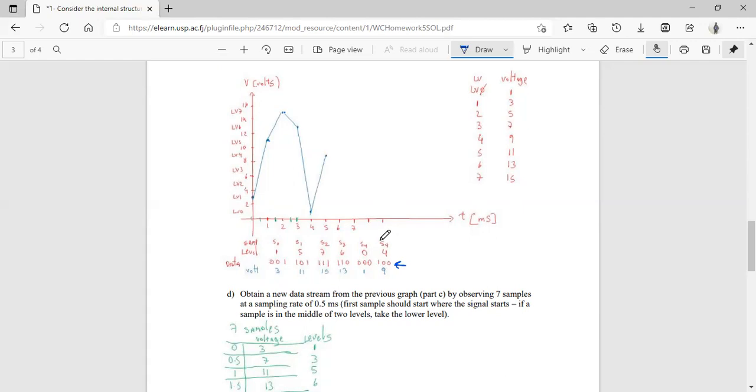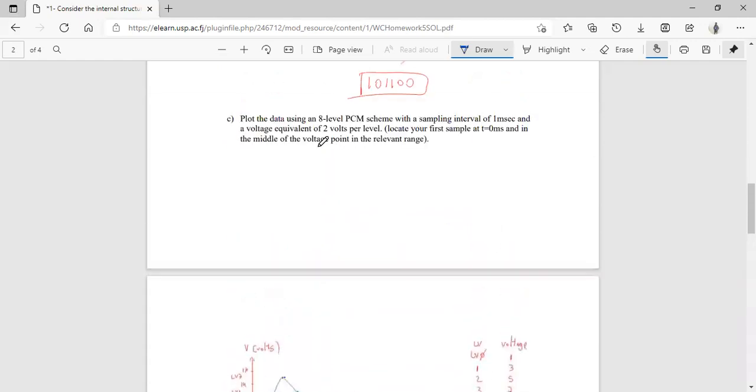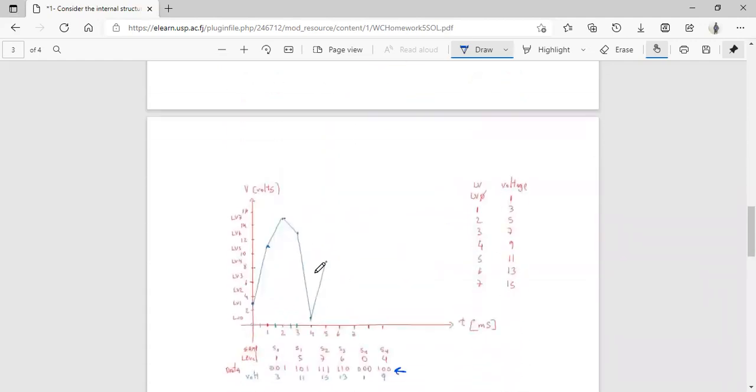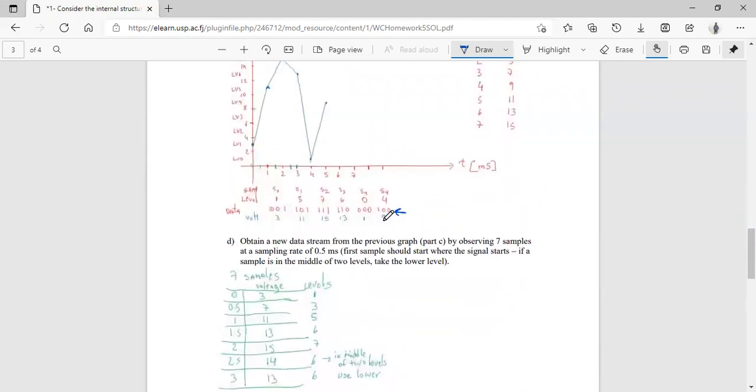The last point is at t is equal to 5 milliseconds, and the value represented by the last set of bits is 4. So at t is equal to 5 milliseconds, the value falls under level 4. Level 4 is in between 8 and 10, and the middle of the voltage point is 9, right? So the value will be 9 volts. That is what has been written over here.